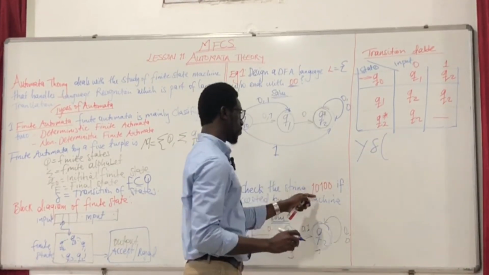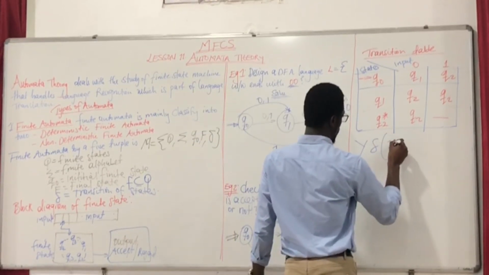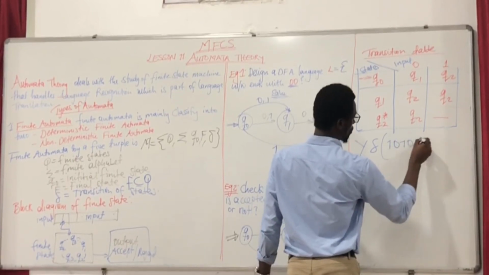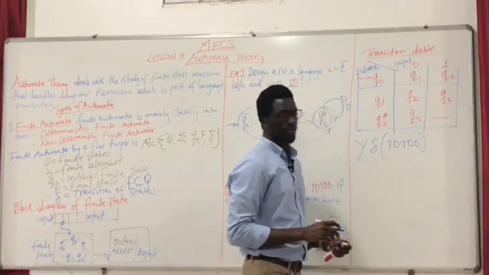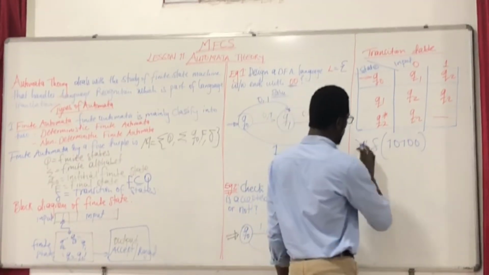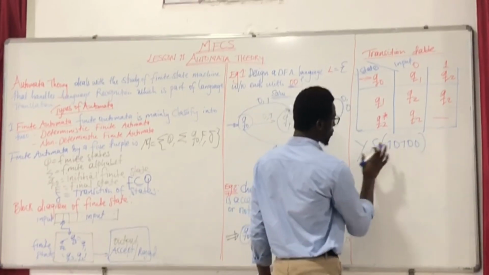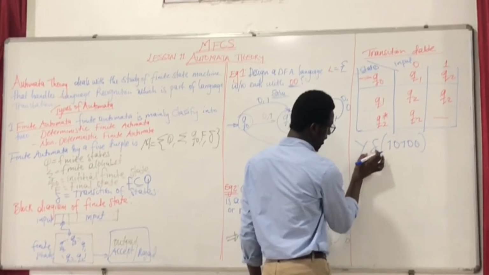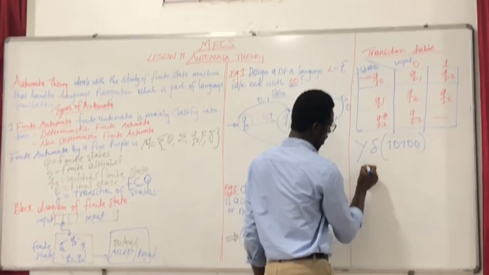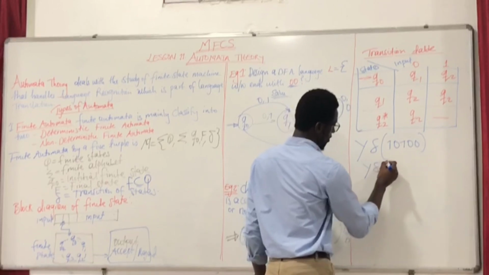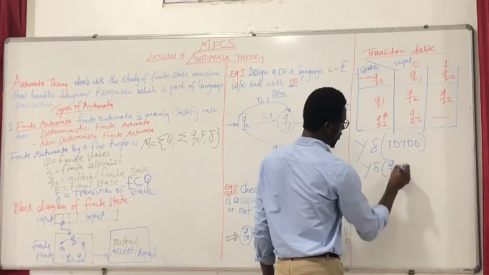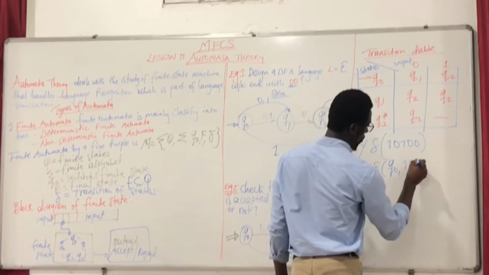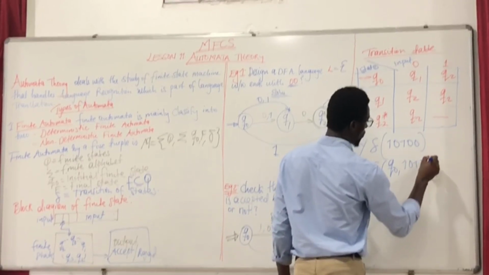What is given here is 1, 1, 0, 1, 0, 0. So this one is given. Our initial state here is Q0. So now we have our transition, which is this one. Now our input string here is 1, 0, 1, 0, 0.